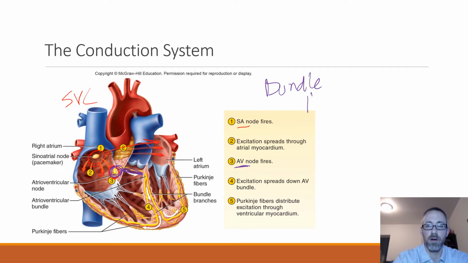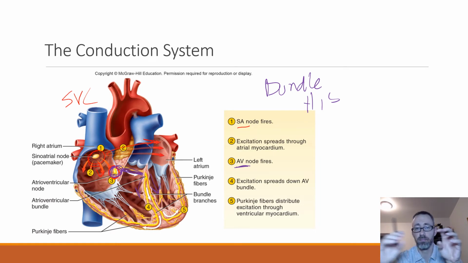Bundle of His. And then it divides. You can see it divides to the left and right. Those are called bundle branches. There's a left bundle branch and a right bundle branch because one bundle is going to the left ventricle, one's going to the right ventricle. So again, AV node, bundle of His, they branch into the left and right bundle branches.